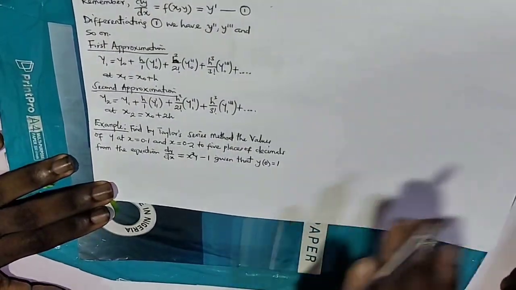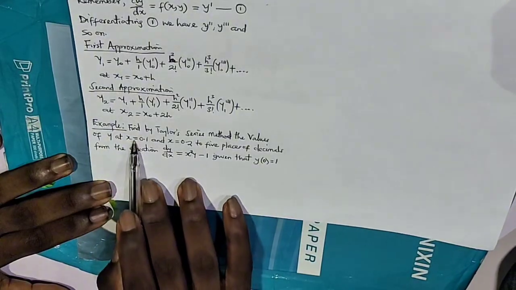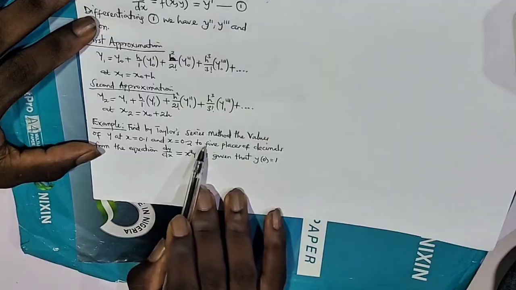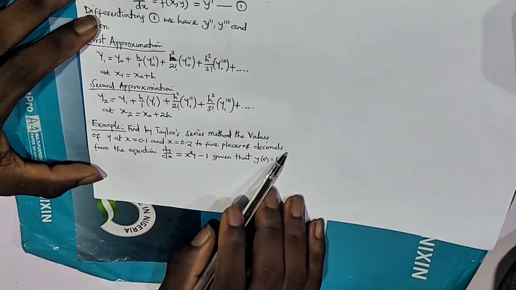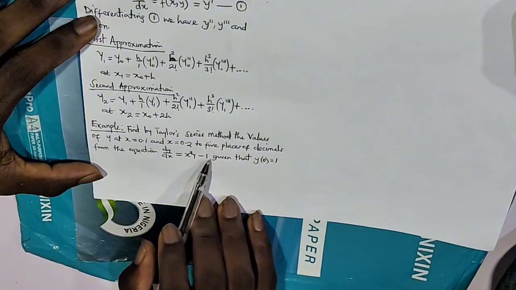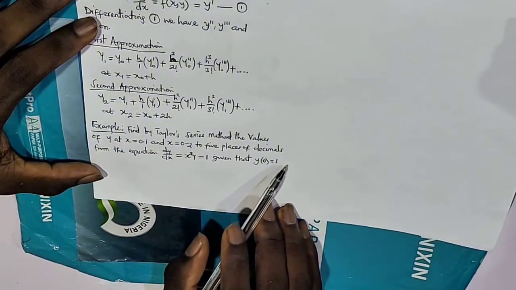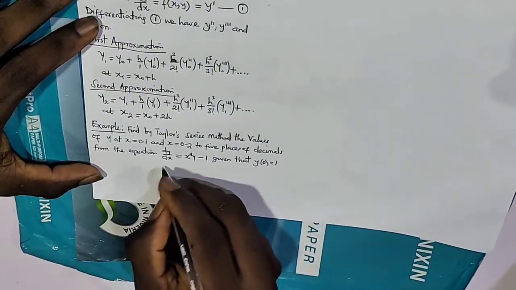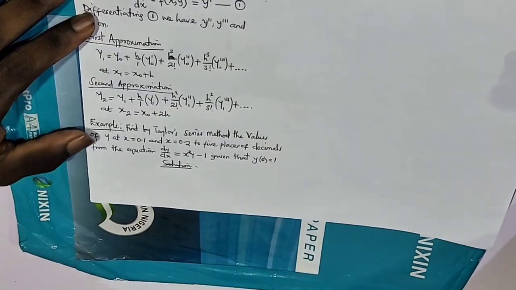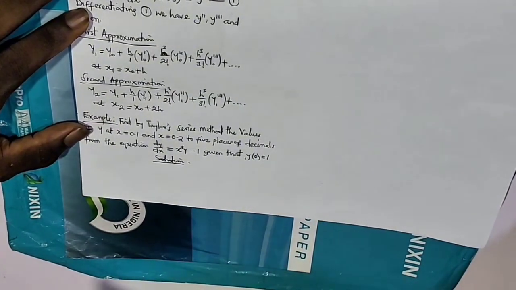It says, find by Taylor series method the value of y at x equals 0.1 and x equals 0.2, to 5 places of decimals, from the equation dy/dx equals x squared y minus 1, given that y of 0 is equal to 1. So what do we need to do first? Like I tell my students, first things first, list out your parameters.